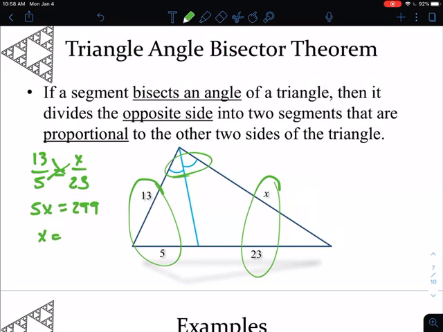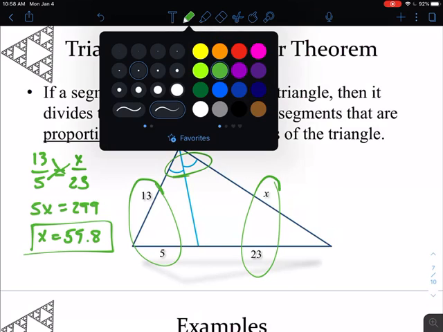And then if I divide both sides by 5, x would equal 59.8. And again, decimals are okay to get. They're not always going to come out nice and neat with these proportions. So make sure you have the top to bottom set up with top to bottom, cross multiply and solve.